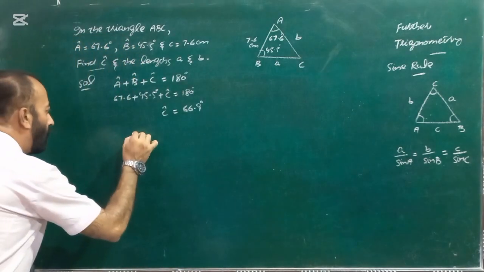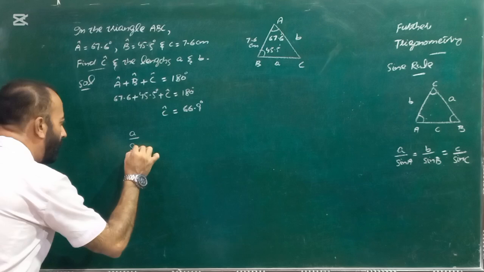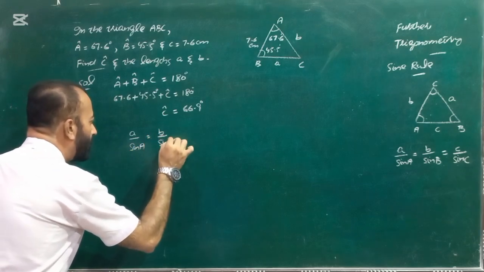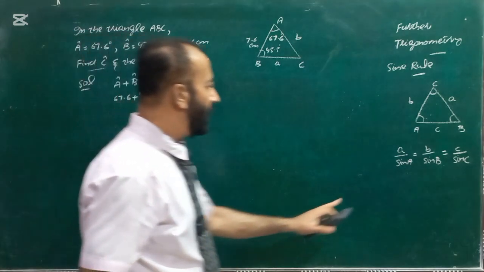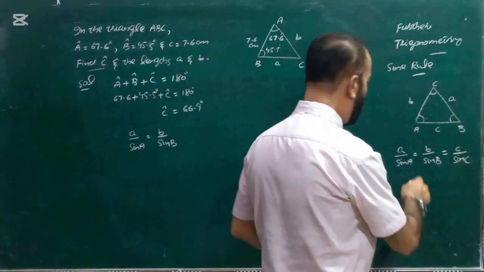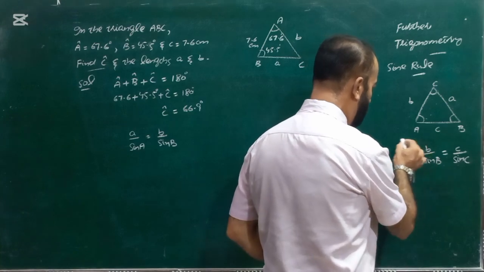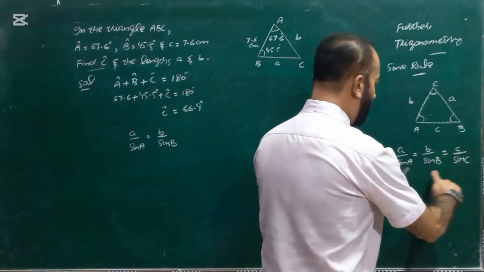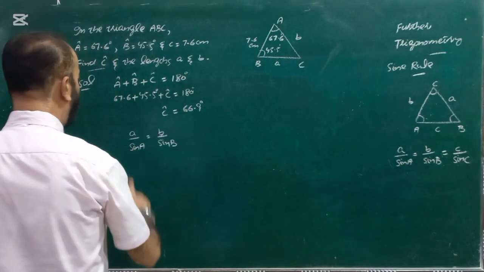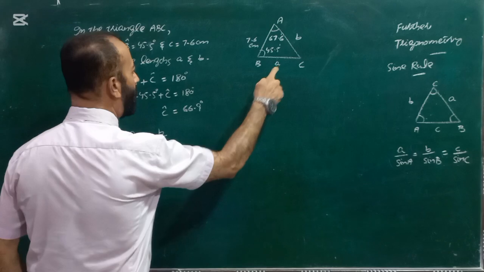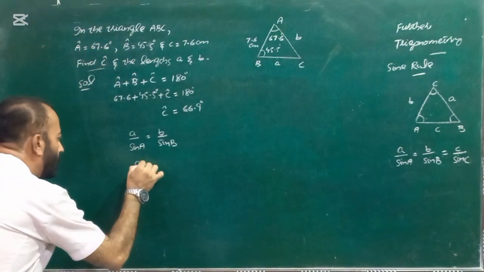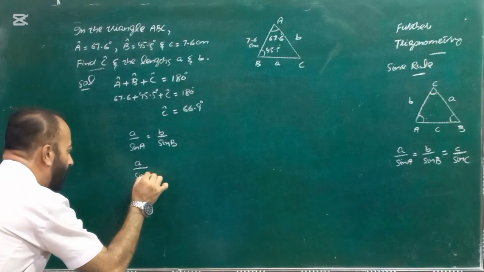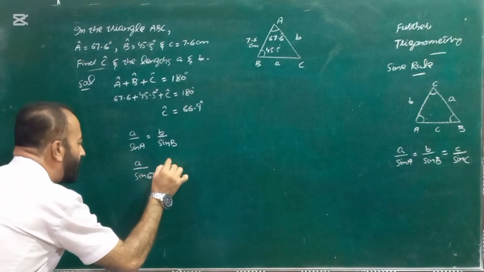So we know A over sine A is equal to B over sine B. Because these three are equal with each other, we may take any two of them. You may take these two equal, or these two equal, or these two equal, because all three values are equal with each other. So now putting values into it, A is the requirement, over sine A, so sine 67.6, is equal to B.